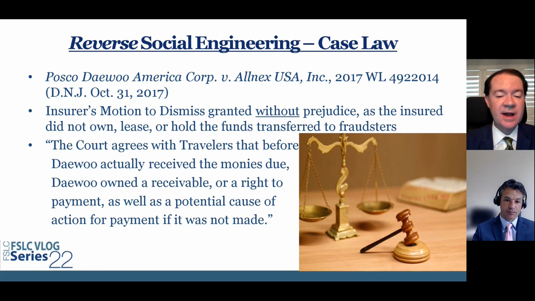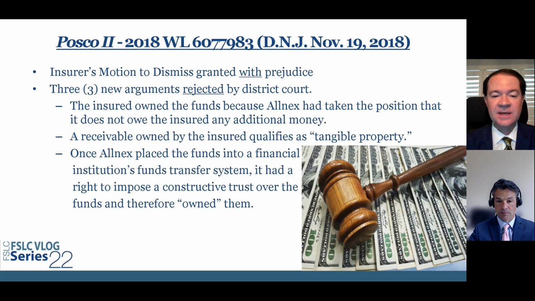The court said that it agrees with Travelers that before the insured actually received the monies due, it owned a receivable or a right to payment, possibly even a tort cause of action for not receiving the payment, but that is separate from a first-party fidelity loss. So the insured then amended its pleading, and the insurer filed another motion to dismiss, which the court granted with prejudice. There were three new arguments raised by the insured that were expressly rejected.